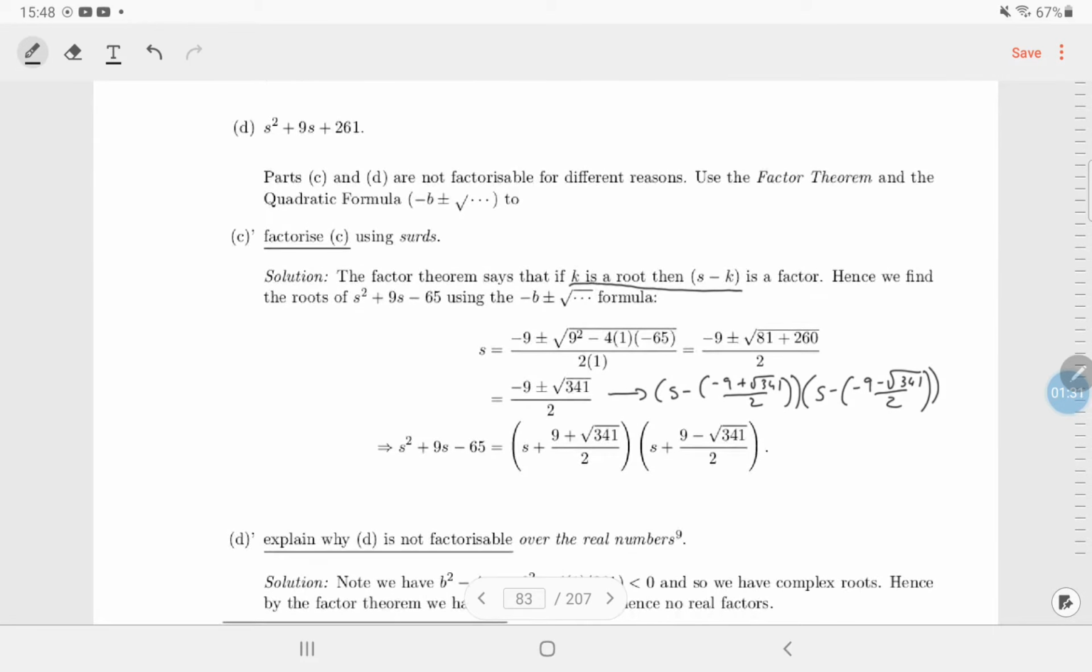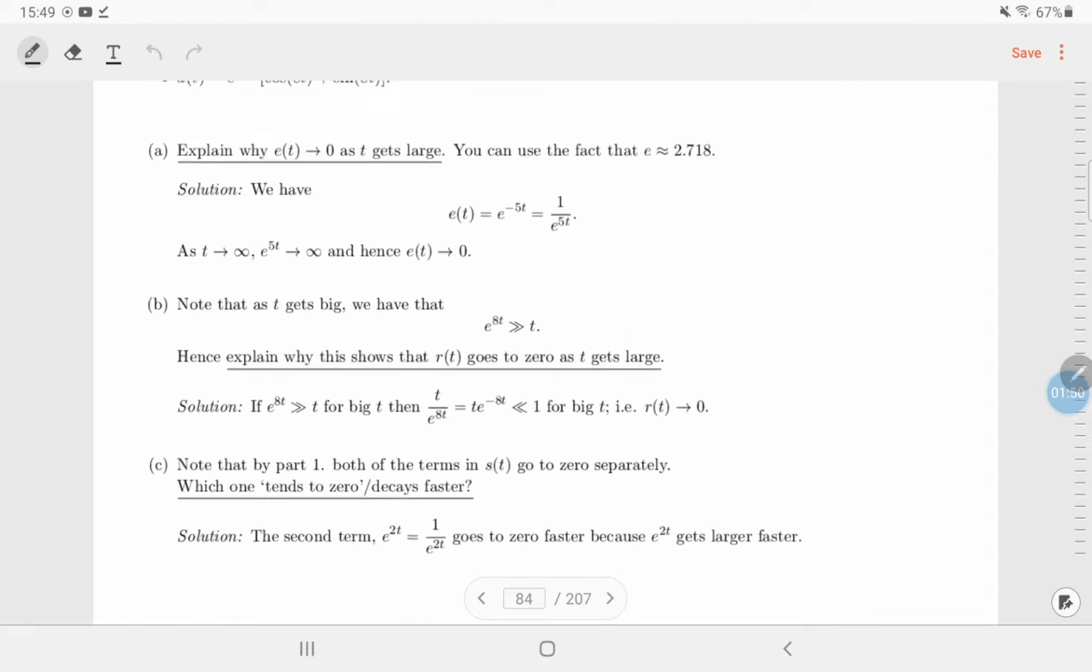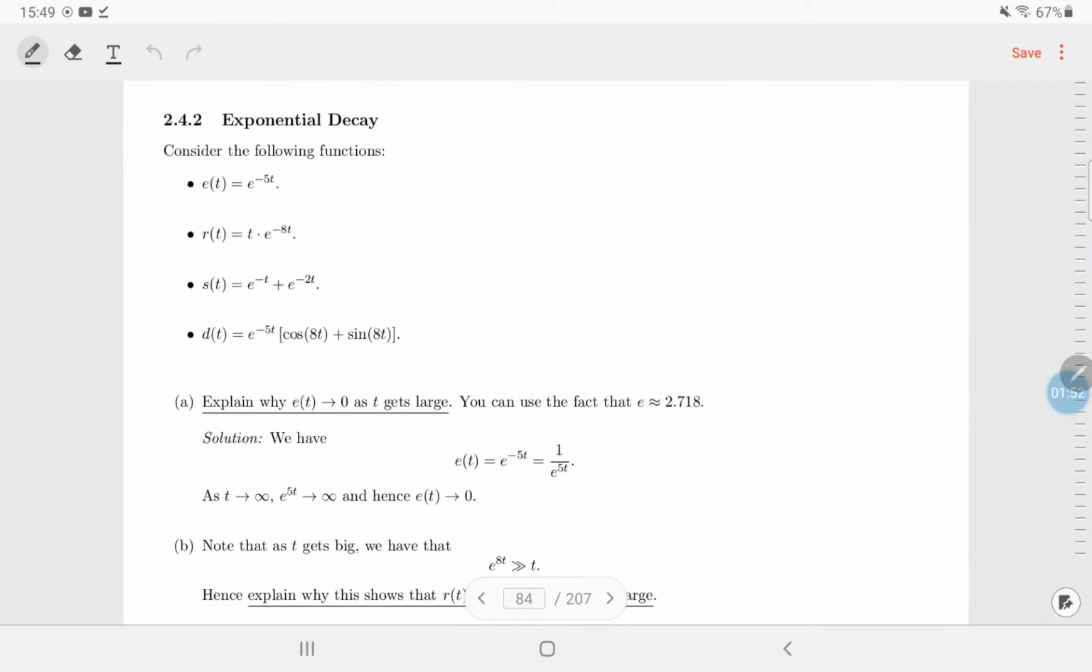Now the third one, you can't factorize it using the real numbers at all because you've complex roots. So because you've no real roots, there's no real factors. So here in C dashed, you've got real roots, so you have real factors. But if the b squared minus 4ac is negative, you've complex roots, so only complex factors. And this is stuff you'll have to understand.